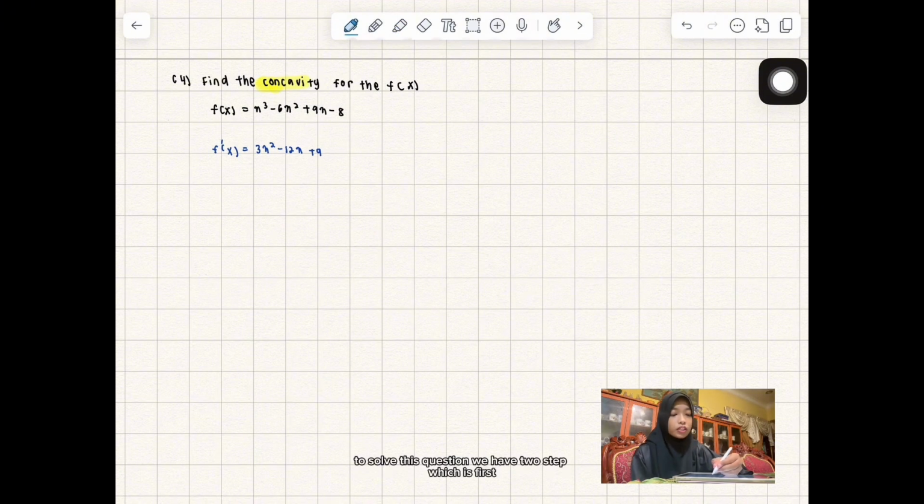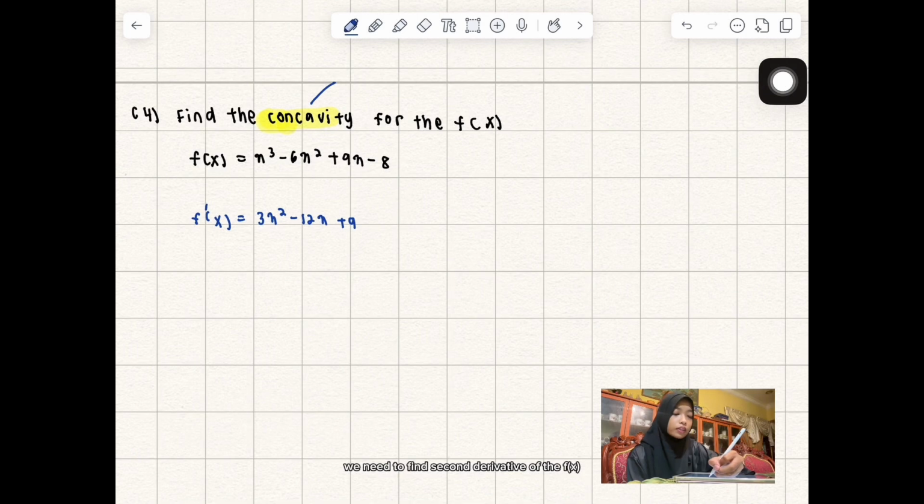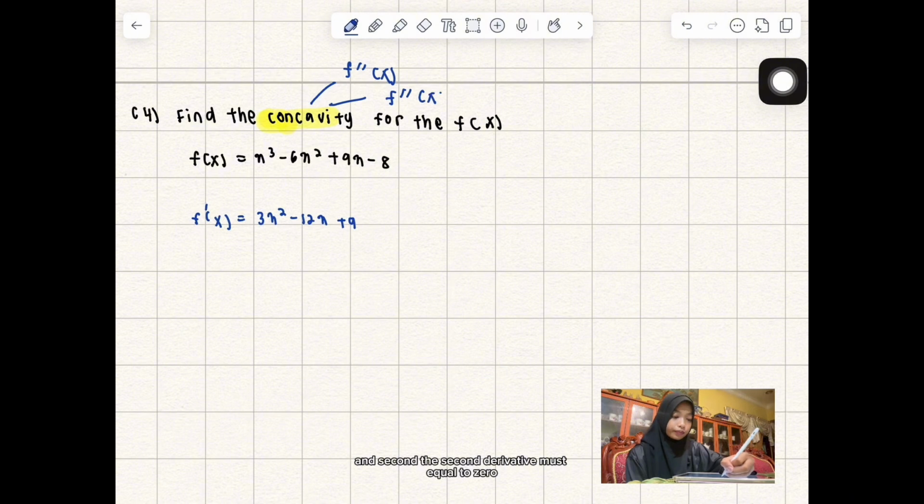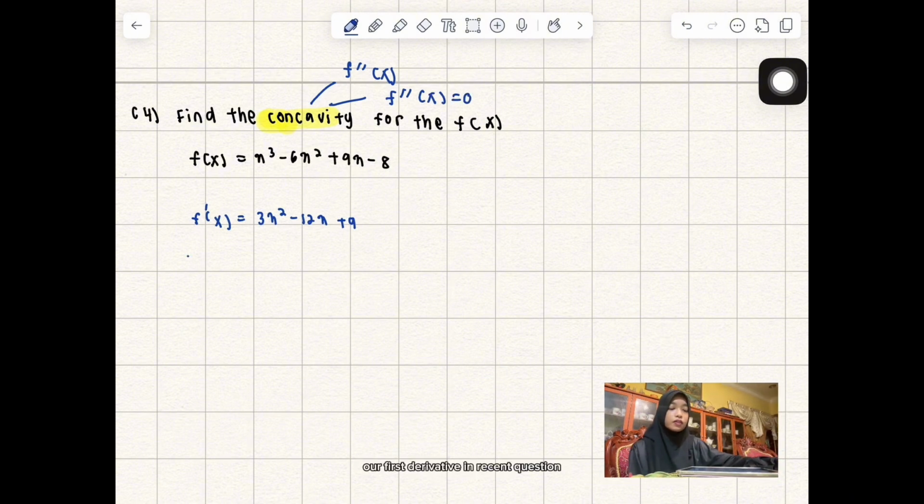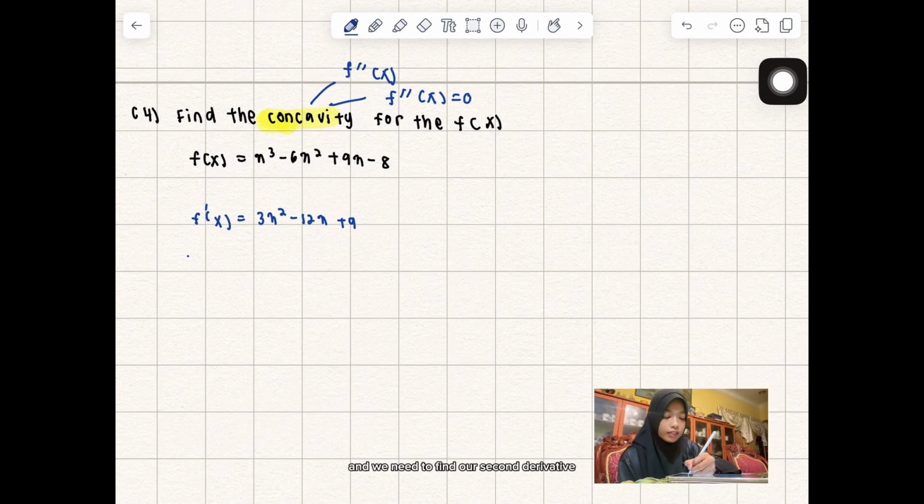Question number 4, we need to find the concavity for f(x). To solve this question, we have two steps. First, we need to find the second derivative of f(x), and second, the second derivative must equal 0. We already found our first derivative in the previous question, which is 3x squared minus 12x plus 9. Now we find our second derivative, which is 6x minus 12.